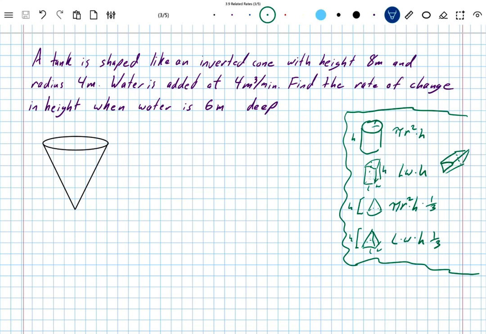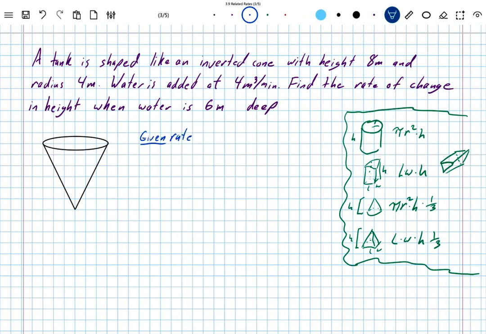Some basic shapes that I hope you can remember and know. You definitely also need to know those diameters and radiuses and circumferences and all of that, as well as your triangles. Okay, so with that in mind, we already have a picture drawn. We probably need to label it a little bit more as well, but let's go ahead and have our given rate.